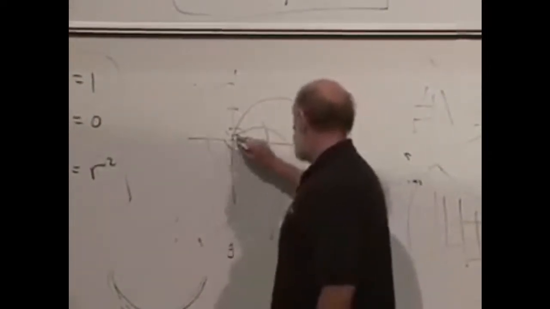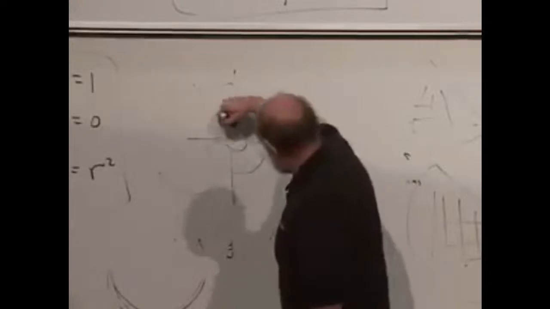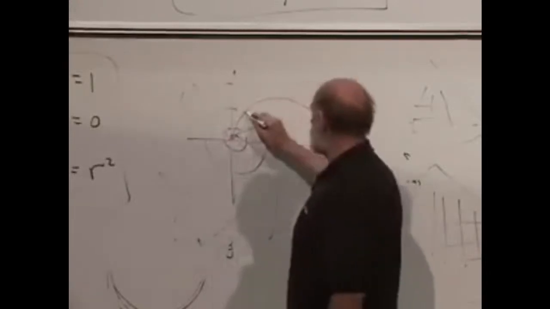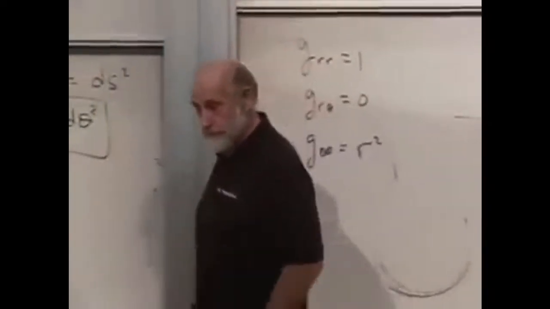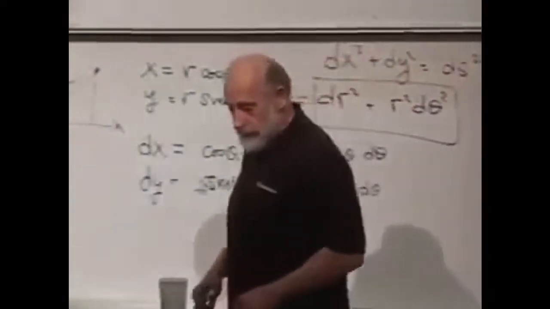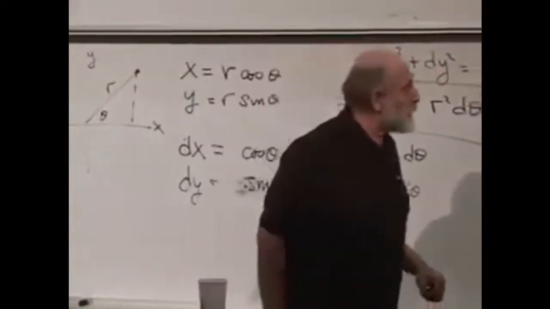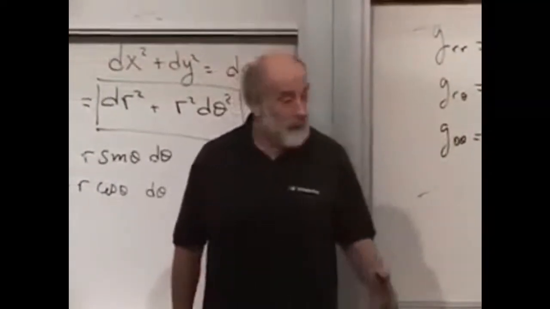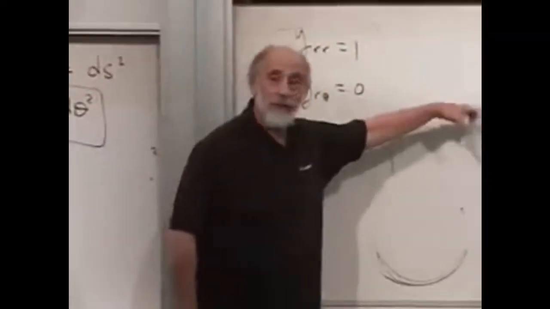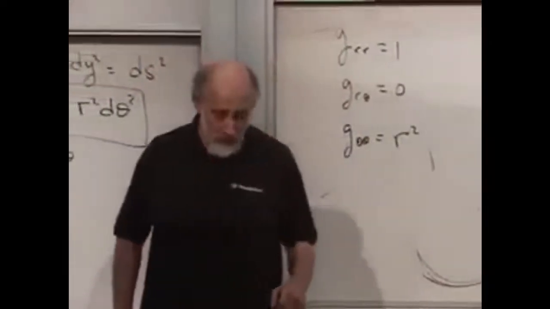That's an interesting exercise. Find some coordinates where these lines are not perpendicular, and then you would have had a g r theta. Okay, so there was nothing particularly special about the fact that this vanished, other than that my particular choice of metric happened to have this perpendicularity aspect to it.